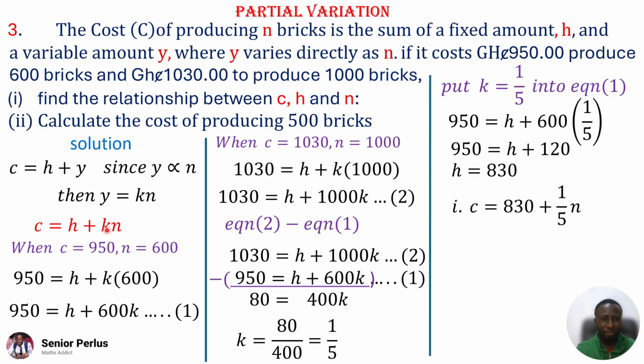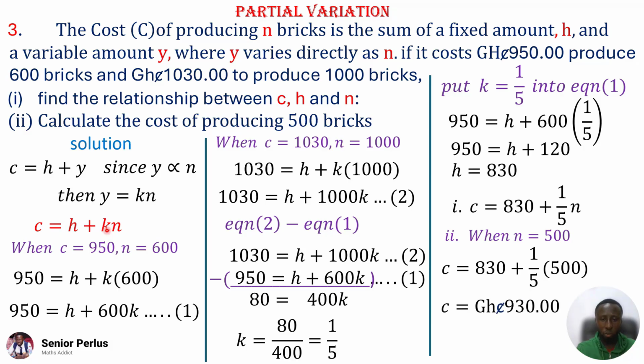Part two: calculate the cost of producing 500 bricks. Good. So that's the N, that's the 500. So just put this one in there. Then we get the cost. Then the total cost will be this. Very simple. Good. So that's our third example. So please know how to deduce the mathematical expression and put it in equation form, and the solving is very easy.